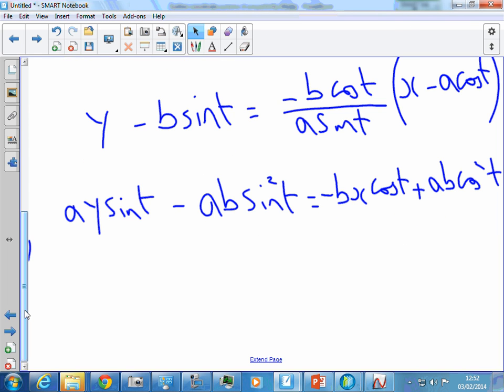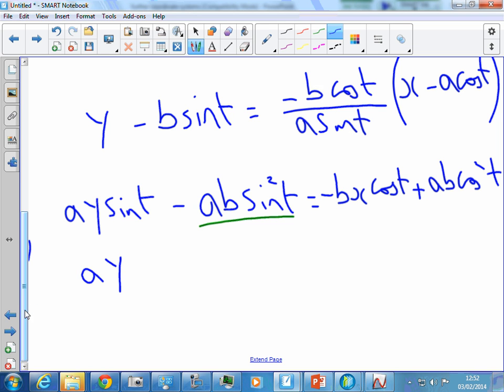I can see that if I take this term to the right hand side and factor out ab, I get just ab times 1, because sine squared plus cos squared equals 1. So I'm left with the equation of the tangent: a y sine t plus b x cos t is equal to ab. That's the equation of the tangent. Good.